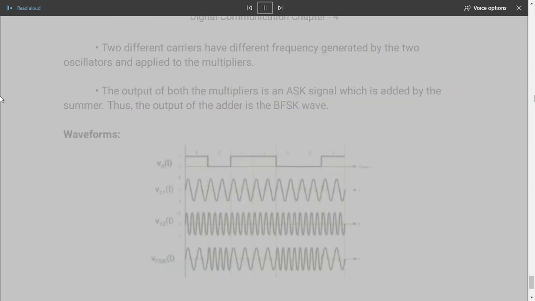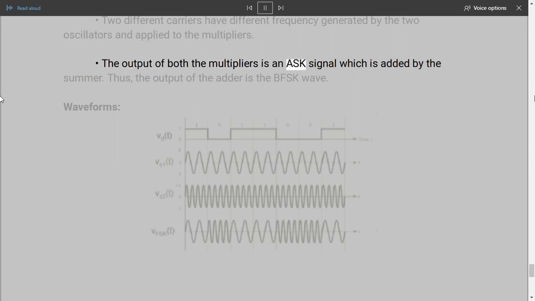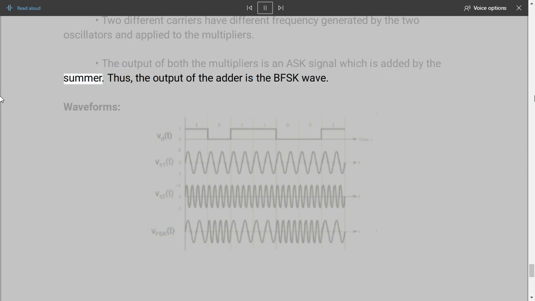2 different carriers with different frequencies are generated by the 2 oscillators and applied to the multipliers. The output of both the multipliers is an ASK signal, which is added by the summer. Thus, the output of the adder is the BFSK wave. Waveforms.